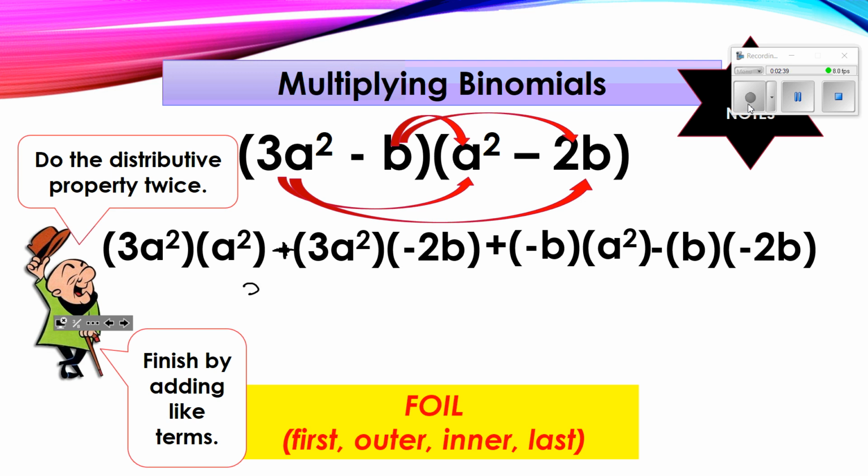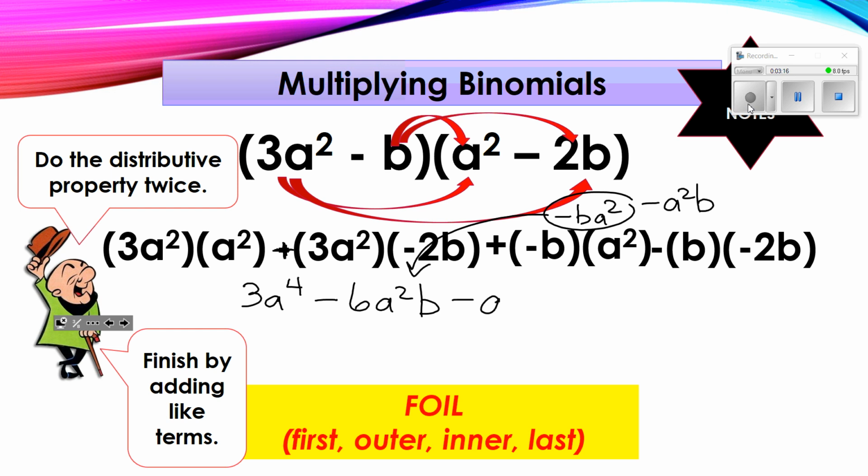When we do that, we get 3a to the fourth. When we multiply 3a squared times negative 2b, we get a negative 6a squared b. When we multiply negative b times a squared, you could write negative b a squared, but if you look back right here, these are actually like terms, and we do not recognize them as like terms unless we write them the same way. So if you always write them in alphabetical order, so instead of writing negative b a squared, if we write negative a squared b, you would be more likely to recognize these two as like terms. So we're going to write that as negative a squared b.